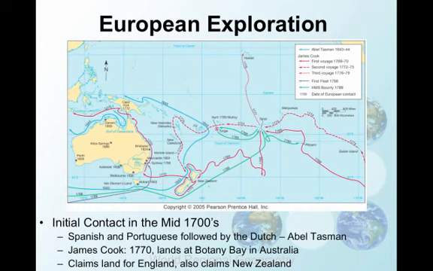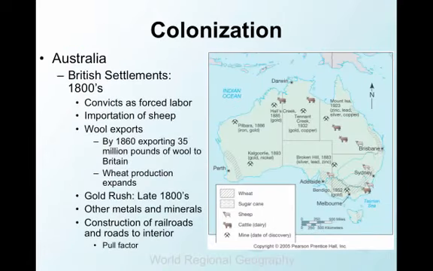European exploration in the region began in the mid-1700s, first with the Spanish and Portuguese, followed by the Dutch as well as British interests. In Australia, you have British settlements being formed in the early 1800s. In the beginning, convicts from Great Britain were used as forced labor. You had the importation of sheep, and consequently the exportation of wool from the sheep.